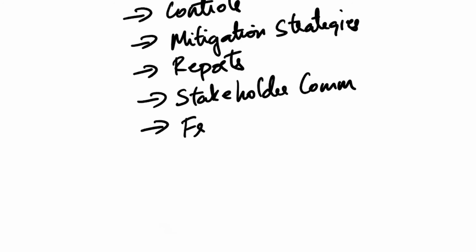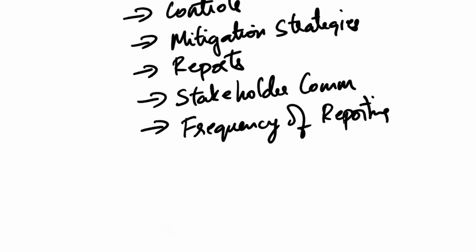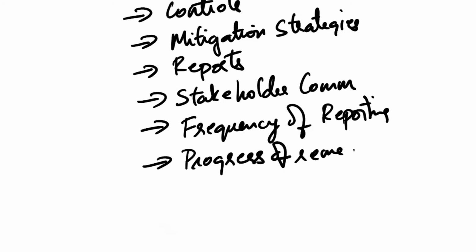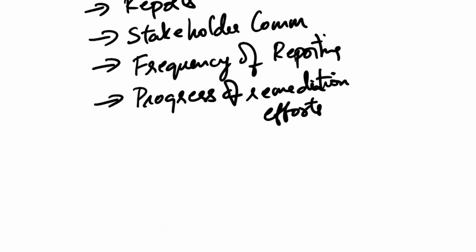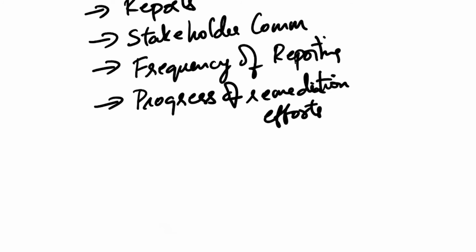Next, frequency of reporting. Establish a reporting schedule determining how often reports will be generated and distributed. Regular reporting ensures that stakeholders stay informed about the evolving risks associated with third parties. Next, track the progress of remediation efforts based on the documented mitigation strategies. This involves monitoring whether the recommended actions are being implemented effectively by third parties.